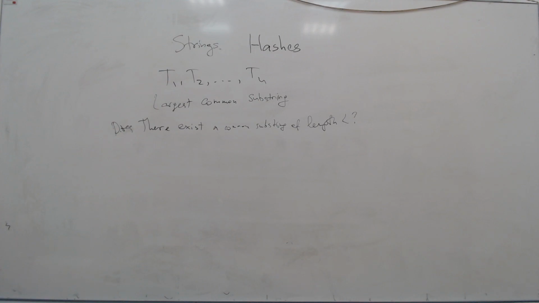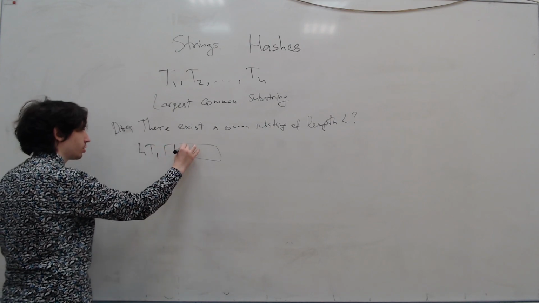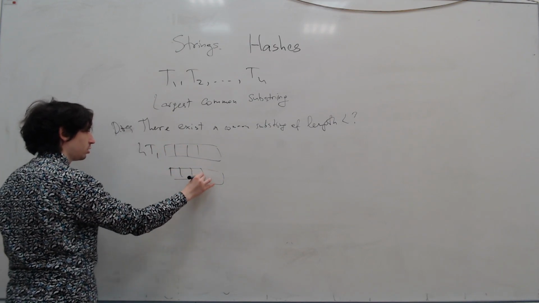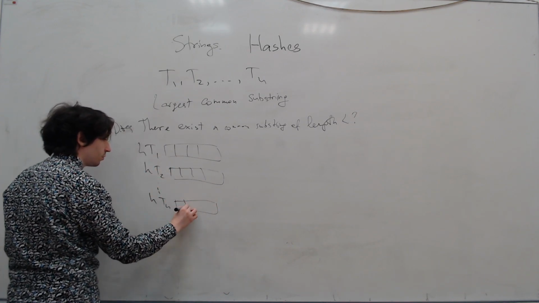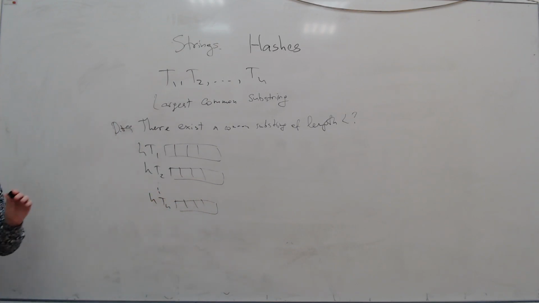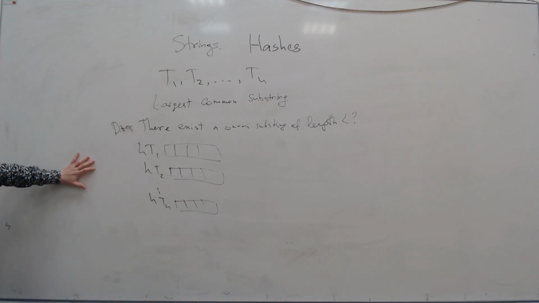For example, we can create the list of hashes, and then we will find the common value of the hash. Sorry, I don't understand. So you have hashes of T1, hashes of T2, hashes of Tn. So you have an array of strings, an array of lists. For example, we have an array, and then we have to find the same value which is present in each of these arrays.